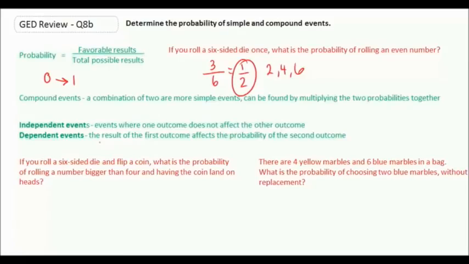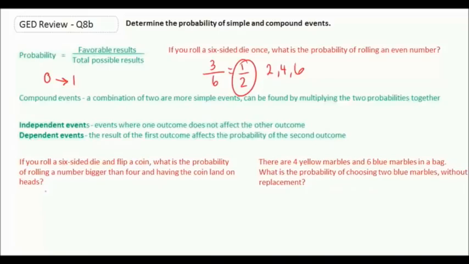Okay, so we have both cases demonstrated here. If you roll a 6-sided die and flip a coin, what is the probability of rolling a number bigger than 4 and having the coin land on heads? Now, if we're rolling a 6-sided die and flipping a coin, those 2 things are totally separate. Okay, flipping a coin is not going to affect rolling a die, and rolling a die is not going to affect flipping a coin. So these are independent events. So we can just figure out each of the probabilities and then multiply them together to get our answer.